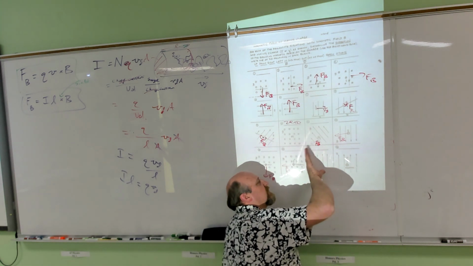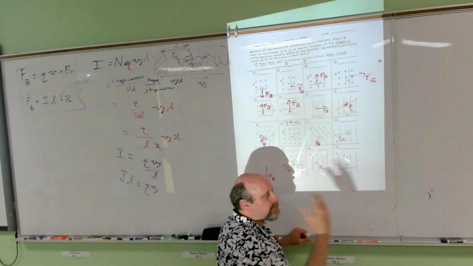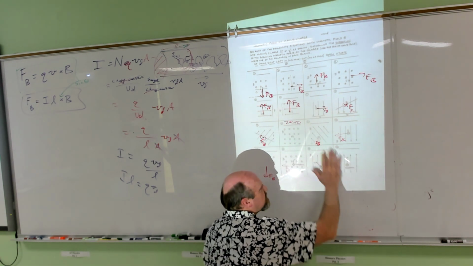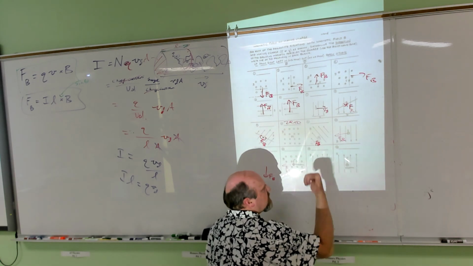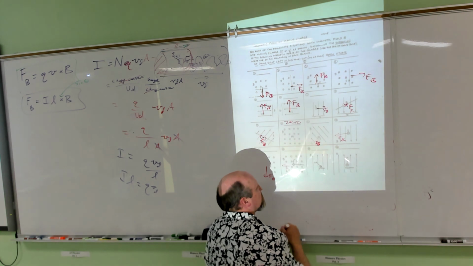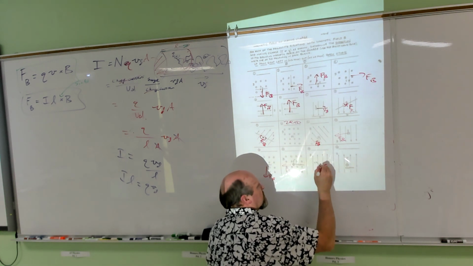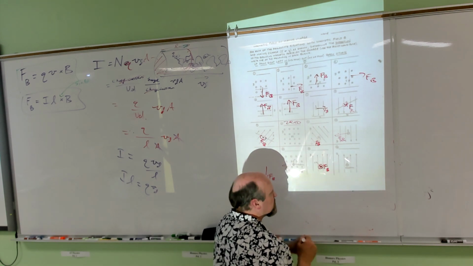V cross B. I want my answer to be perpendicular to the plane that contains V and B. Well, that's the plane of the page, so it's got to go either out of the page or into the page. V cross B is going to be into the page, away from us. So I'll draw a little X. And the magnetic force is going into the board, into the page, shoving that charge into the page.